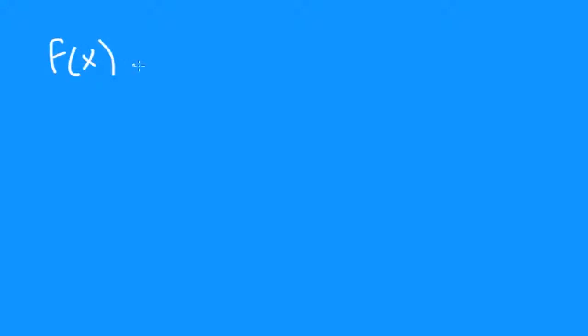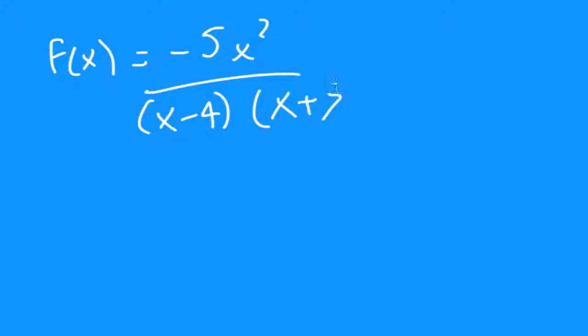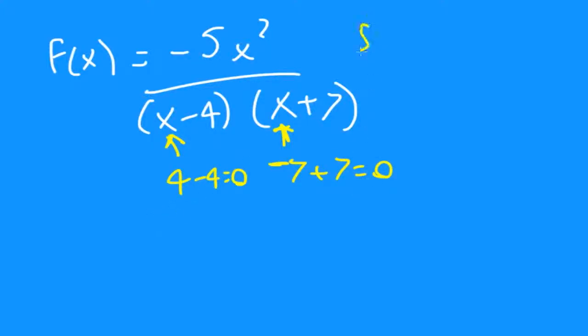So f of x equals negative 5x squared over x minus 4 times x plus 7. What do we do here? Well, I want to solve for 0. What makes this whole thing 0? A 4. What makes this whole thing 0? Negative 7. 4 minus 4 equals 0, negative 7 plus 7 equals 0. So your domain is x not equal to 4 and negative 7.